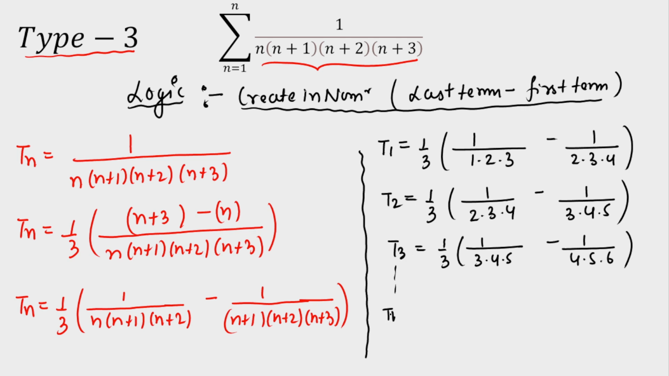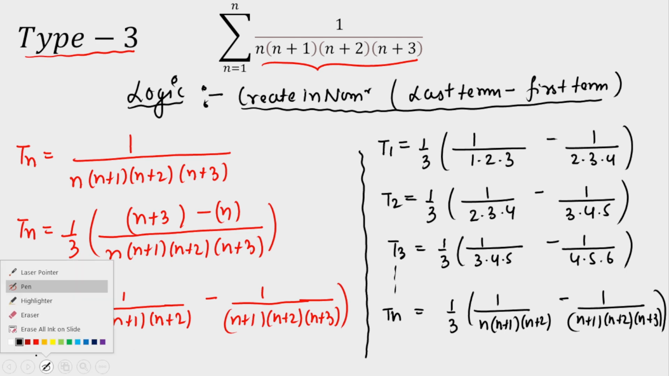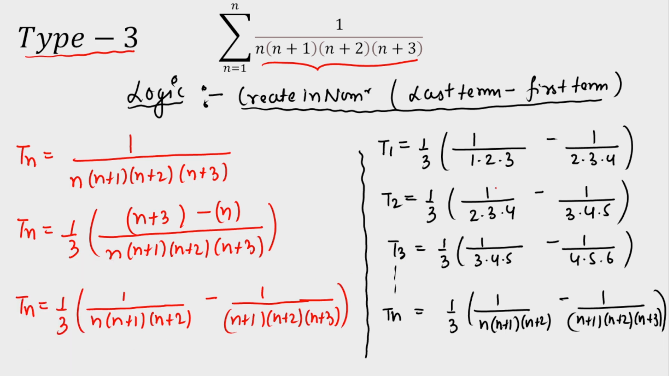It will go till t of n. So I'll write the nth term here directly, that is 1 by 3 times, as I've written on the left hand side, 1 upon n into n plus 1 into n plus 2 minus 1 upon n plus 1 into n plus 2 into n plus 3. Now, if you observe one thing, this is the most satisfying part. It is a telescopic series because minus 1 upon 2 into 3 into 4 and plus 1 upon 2 into 3 into 4 will cancel out. Similarly, minus 1 upon 3 into 4 into 5 will cancel out with this plus part. And similarly, alternate cancellation will happen like this, and only the remaining two terms are here.